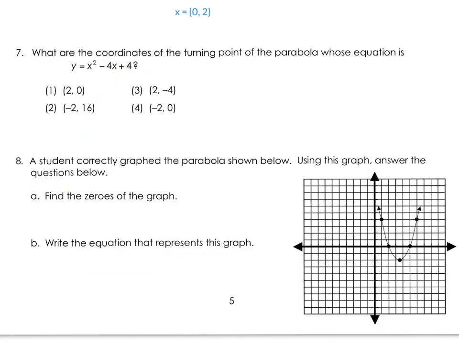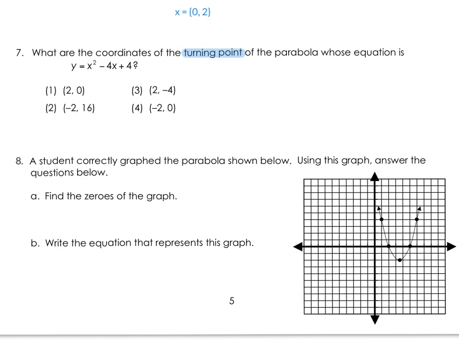Okay, number 7 says, what are the coordinates of the turning point of the parabola whose equation is y equals x squared minus 4x plus 4? Well, the key word here is the turning point. In order to find the turning point, I need to first find the axis of symmetry, since that divides the parabola in half and therefore finds where the turning point occurs, or when it happens on the x-axis.